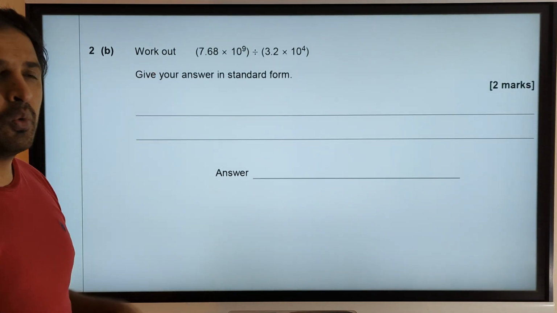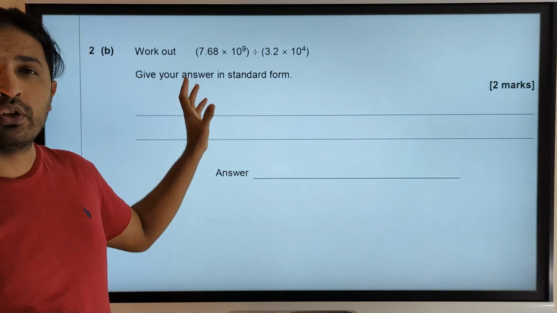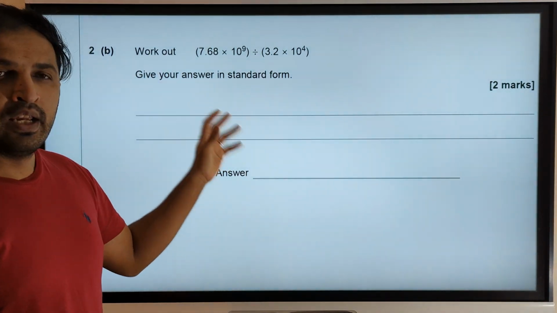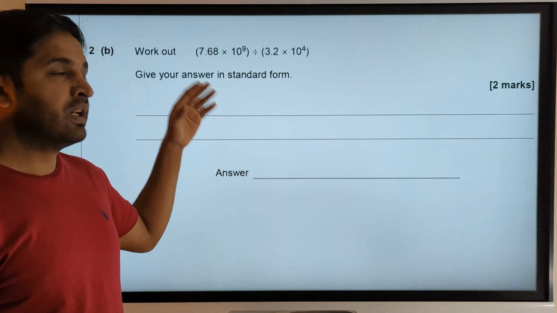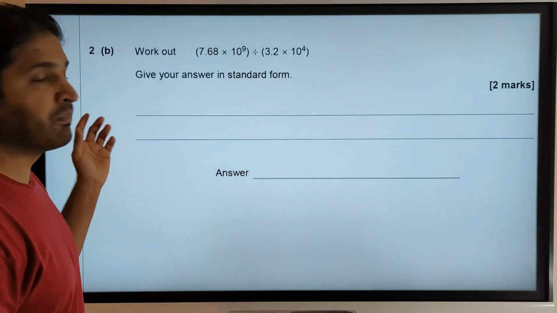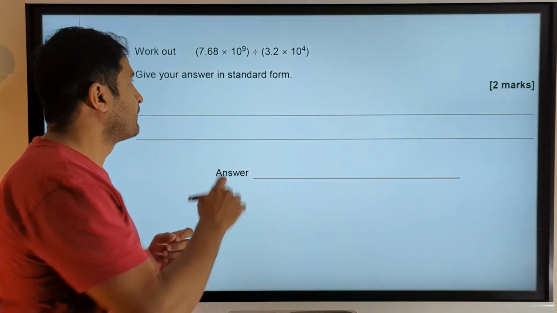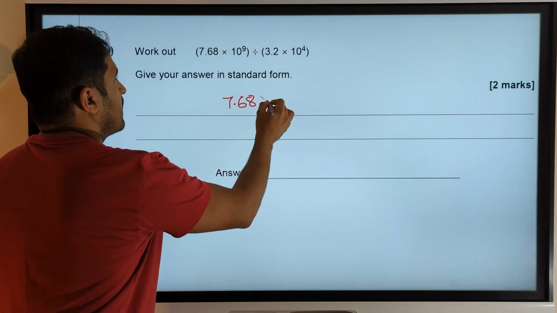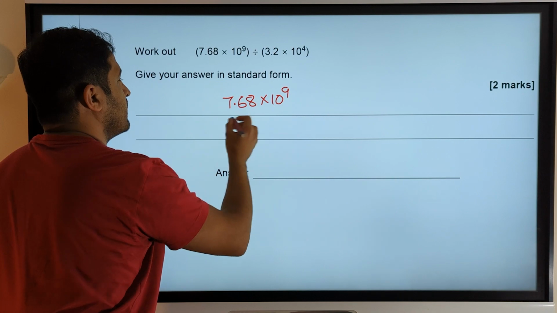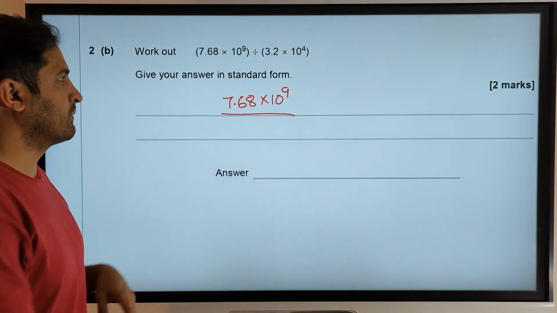That's again the overlap. This question was in the foundation tier as well, and again you can use the calculator. Put it in the calculator, and if you have your calculator set to standard form, then it will give you the answer in standard form. But if not, just follow the method that we already looked at in class. We got 7.68 multiplied by 10 to the power 9. Division means you can write it as a fraction.